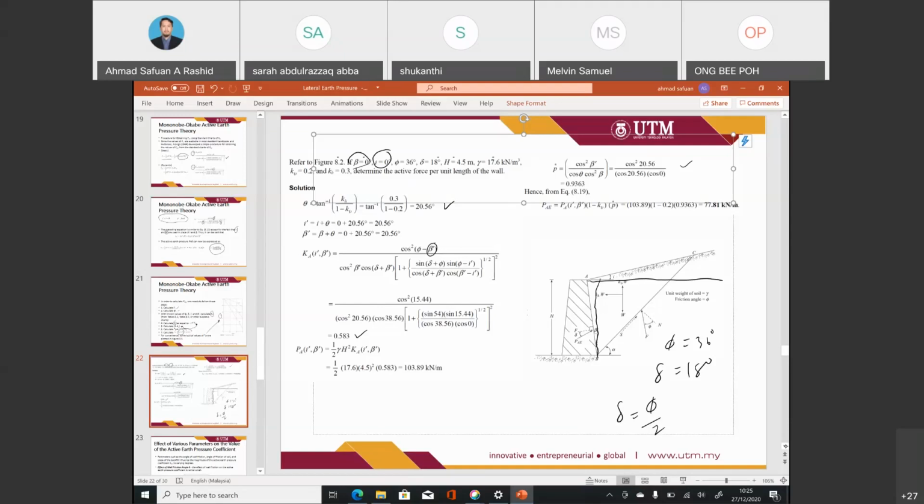If you have time, you can estimate what the static value will be, because the static is equal to half unit weight times H squared KA. You may use the KA based on these equations. Then if I'm not mistaken, the PAE from the static is greater than the PA under the earthquake.